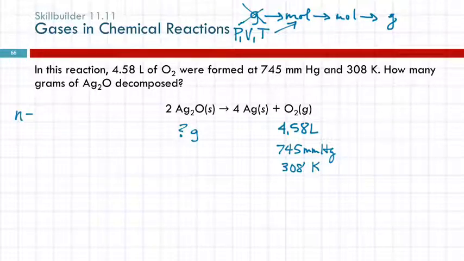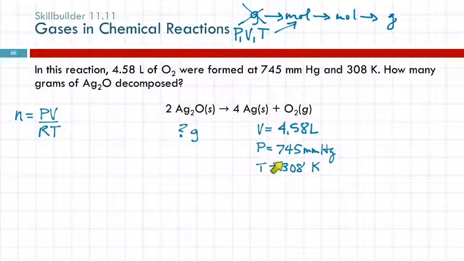So n, the number of moles of oxygen, equals PV over RT. So over here I have the volume, and I have the pressure, and I have the temperature. So I've got everything I need, but look at the units. Are all of those going to work with the ideal gas constant? No, the pressure won't. Liters are great. Kelvin is necessary. Millimeters of mercury is not going to work. We need atmospheres. So multiply by 1 atmosphere, divide by 760 millimeters of mercury.